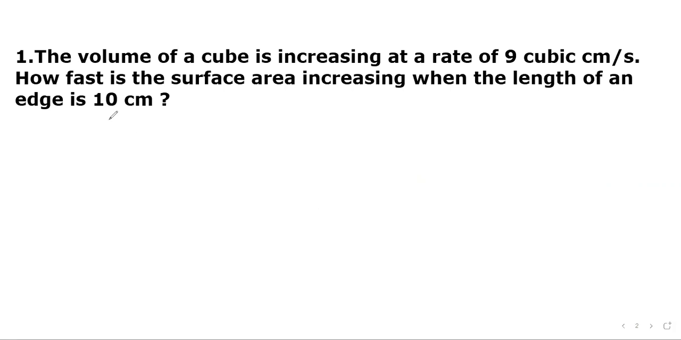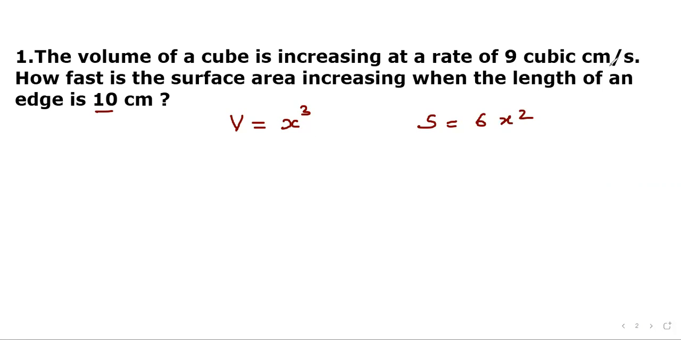Now let's understand it by some questions. The volume of a cube is increasing at a rate of 9 cubic centimeter per second. How fast is the surface area increasing when the length of an edge is 10 centimeter? So the volume of a cube is given by, suppose the edge is x, then it will be x cube, and the surface area will be given by 6x square.